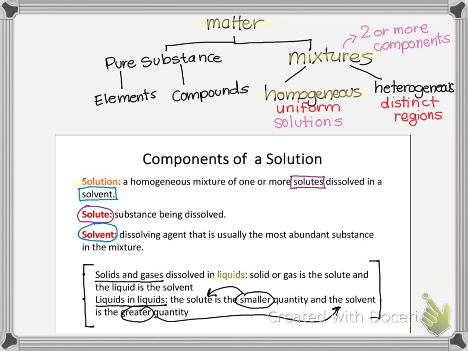So if you're mixing different states, so solids and gases, into liquids, the liquid is always the solvent. If you're mixing two liquids, then we'll look at the amount of the two liquids to see which is the solute and which is the solvent. In several slides, I will have a practice. So kind of just be thinking about those definitions and we'll practice before we end this short video.